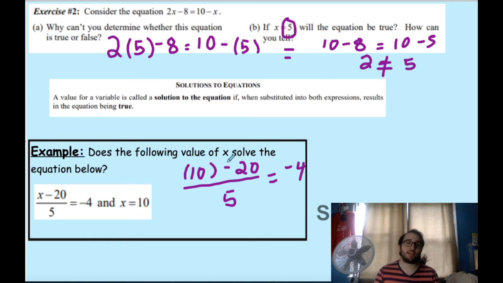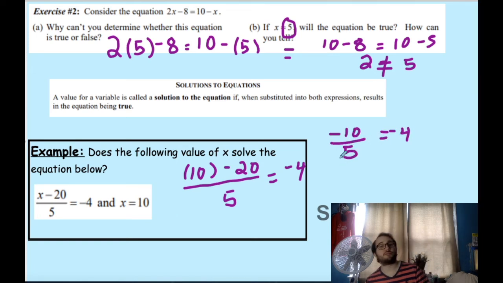10 minus 20 is negative 10. I'm going to write it over here. Negative 10 divided by 5 is negative 2. Is negative 2 equal to negative 4? No, it's not equal. So that does not work. Okay? So the value of x does not work in this case.